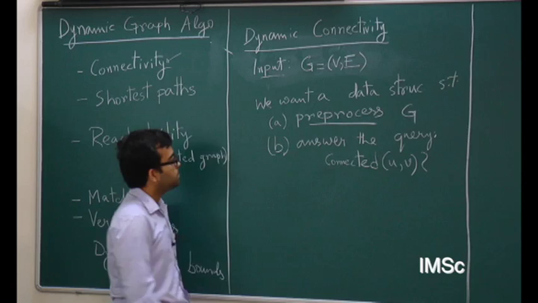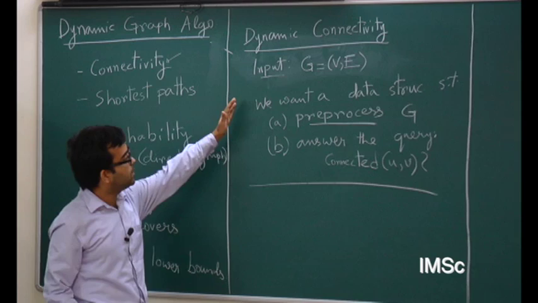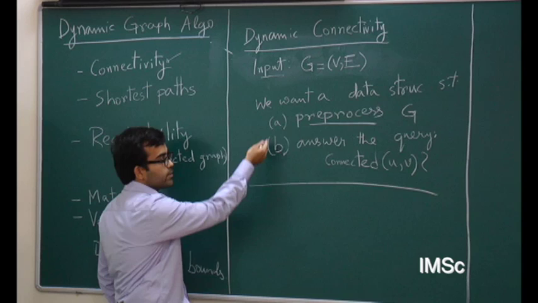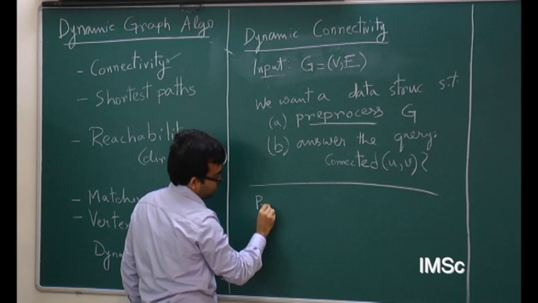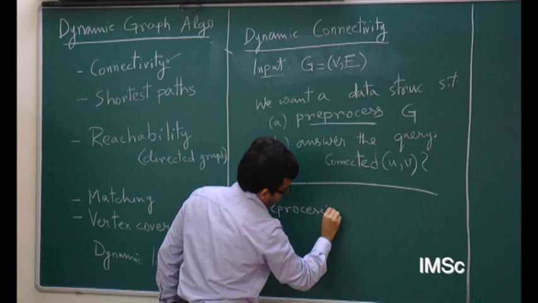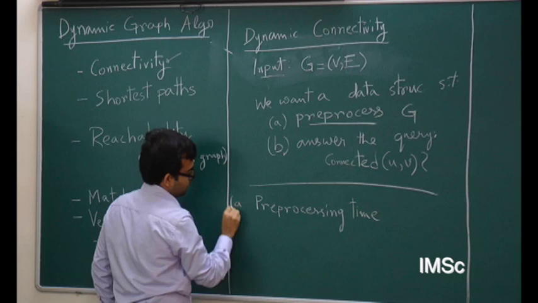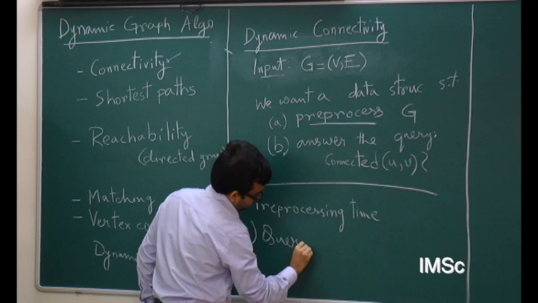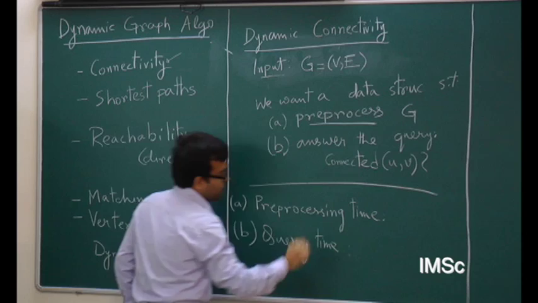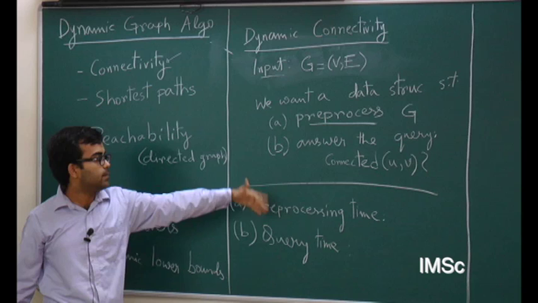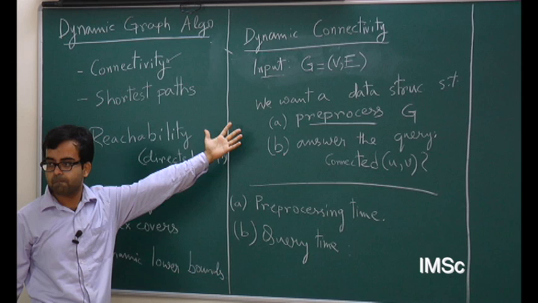Now, in the static setting, still now we are in the static setting, right? How good the data structure is will be measured by the pre-processing time and the query time. These two are separate things. So this is pre-processing time, this is the first condition. Second is the query time. Okay, so this is from algorithms 101. What will be the pre-processing time of a very simple data structure? Anybody? E plus V. Yes, E plus V.